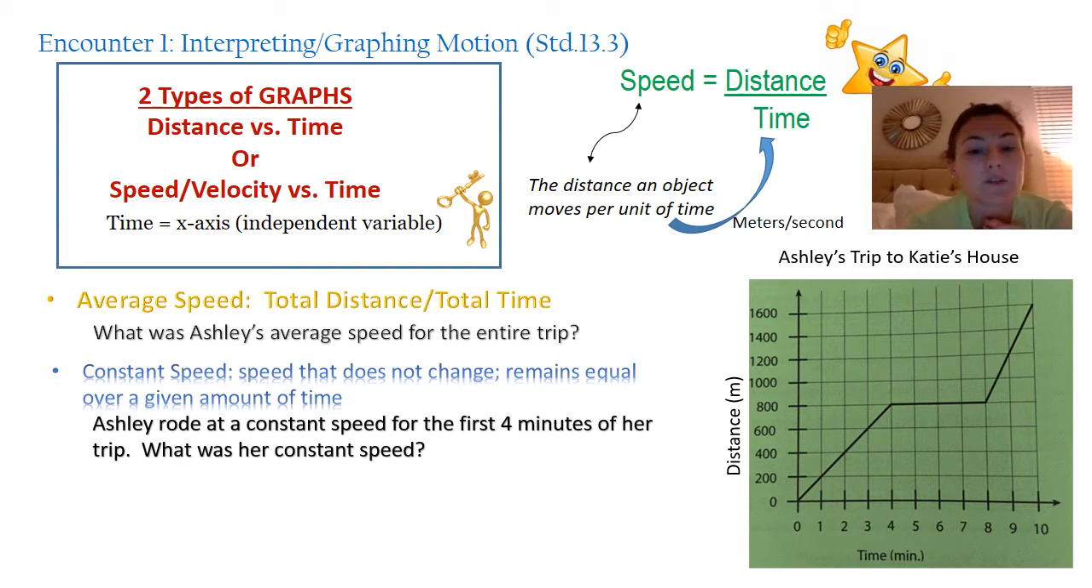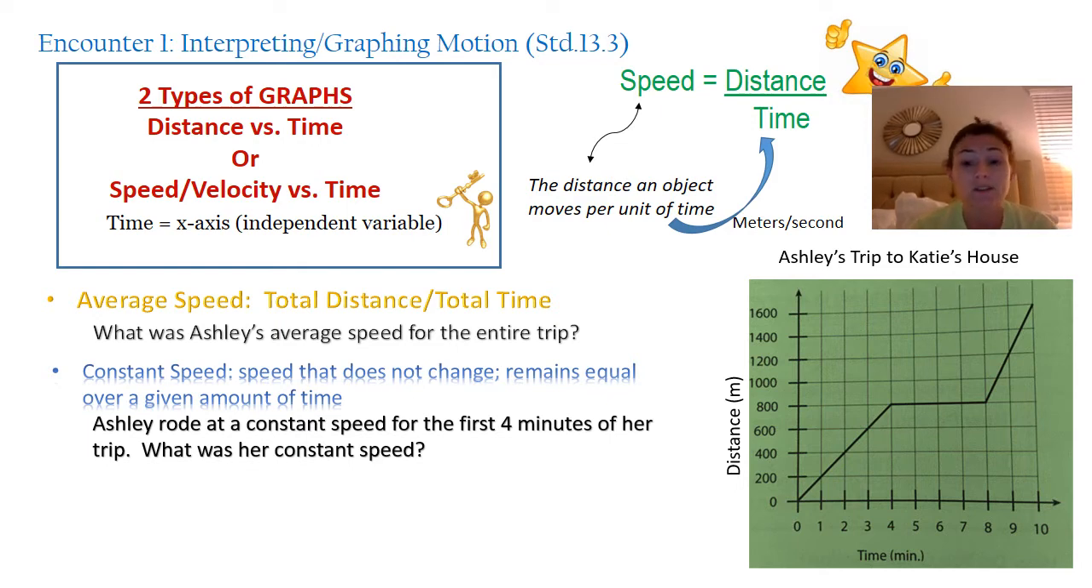Let's talk about average speed. Average speed is the total distance divided by the total time. So in this case, we're talking about Ashley's entire trip. Now, if Ashley's trip was broken down into a car ride, a bike ride, and say a walk, I could ask you her average speed during her bike ride, or I could ask you her average speed during her walk. But in this case, it doesn't specify this. It asks for her entire trip.